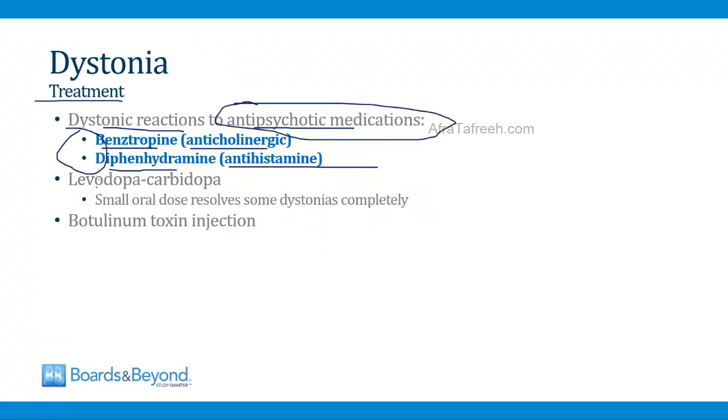For other dystonias, what's often tried is a small oral dose of levodopa-carbidopa. This is a drug used to treat Parkinson's disease, and it will resolve some dystonias completely. Some dystonias respond very nicely to this therapy. And then lastly, botulinum toxin can be injected into muscles that are part of a dystonic reaction. Botulinum toxin causes flaccid paralysis, and it will relax the contracted muscle, and this often resolves the dystonia.